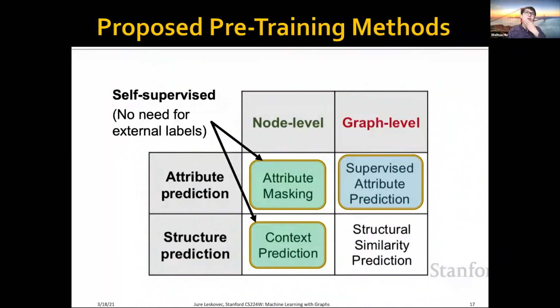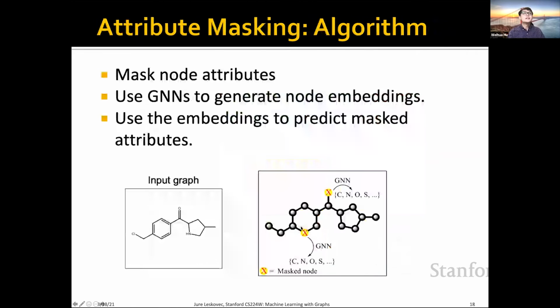So in order to realize this strategy to pre-train GNNs at the level of both nodes and graphs, we designed 3 concrete methods. 2 self-supervised methods, meaning there's no need for external labels, for node level pre-training, and 1 graph level prediction pre-training method that's supervised. So let me go through these 3 concrete methods.